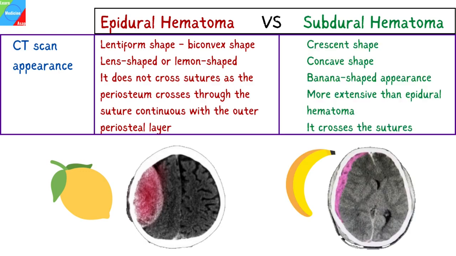For subdural haematoma, the typical presentation is crescentic, just like the crescent shape of the moon. It can also be described as concave shape or banana-shaped appearance. It is more extensive than epidural haematoma, with the internal margin paralleling the cortical margin of the adjacent brain. And since it occurs in the subdural space, it crosses the sutures.